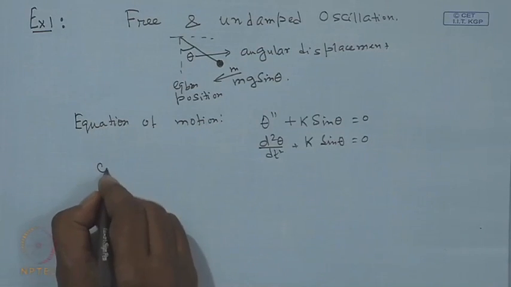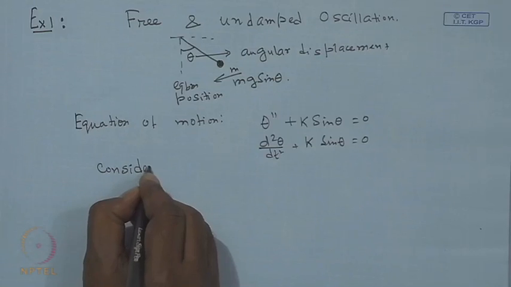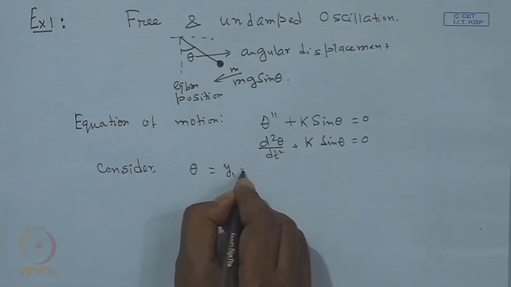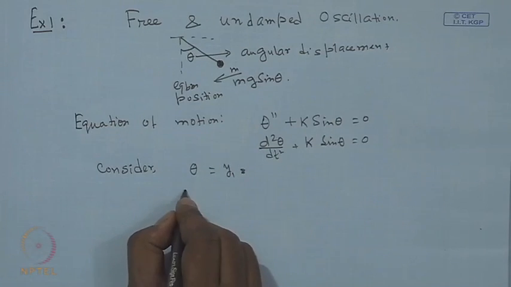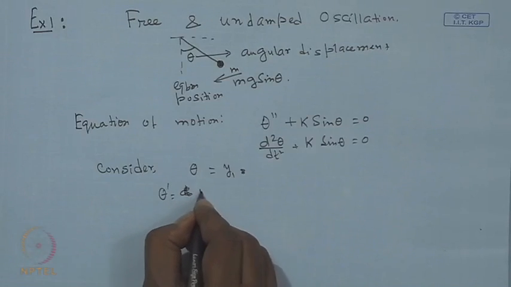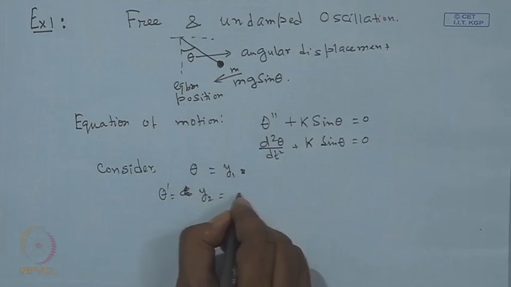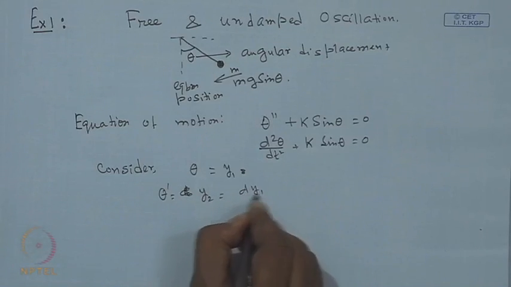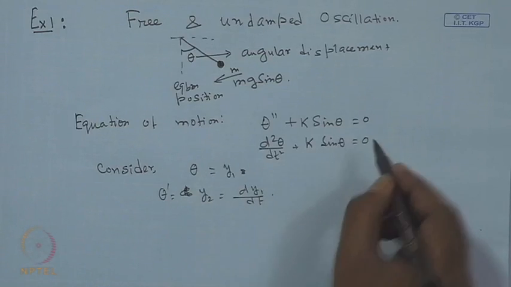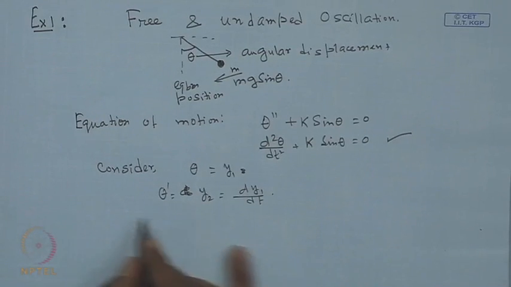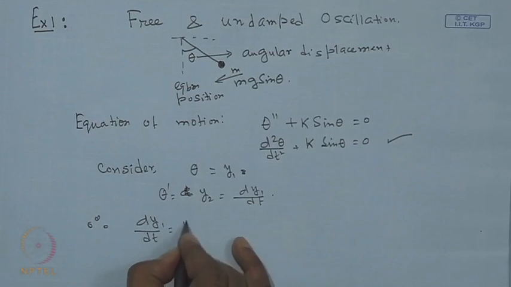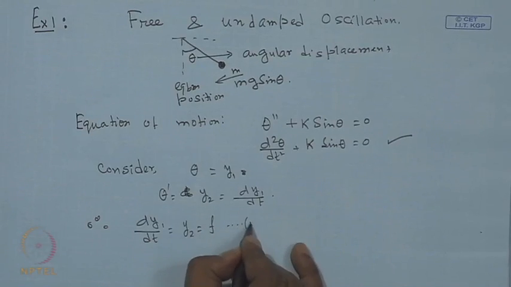Now, consider this transformation, that theta is equal to y 1. So, theta prime is given as y 2, and y 2 is nothing but dy 1 dt. So, by defining this, we can break down this equation of motion into two equations. The first equation will be dy 1 dt equal to y 2, that is equal to f. This is equation number 1.